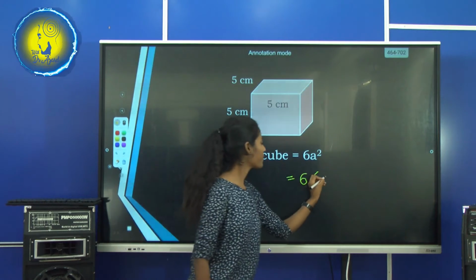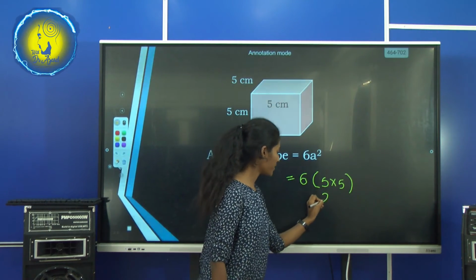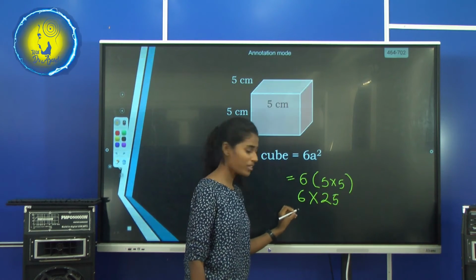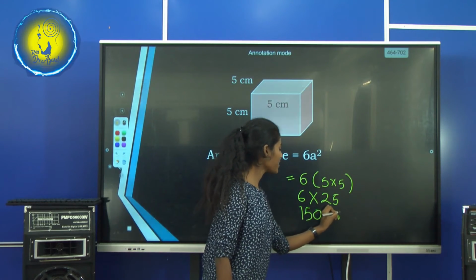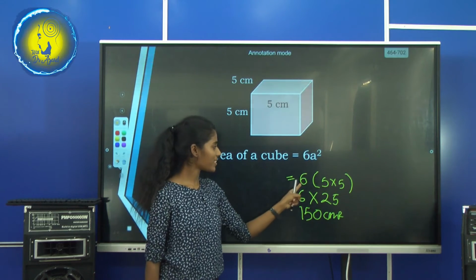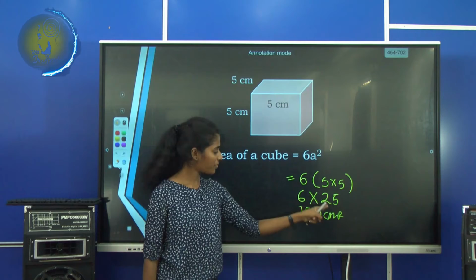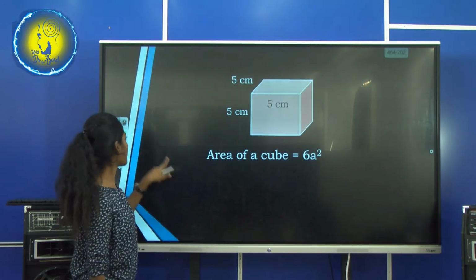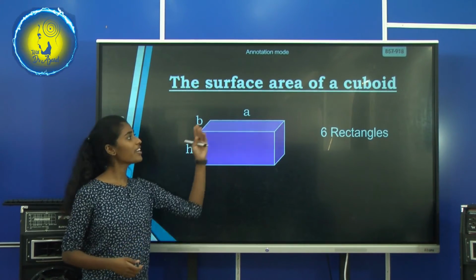5 into 5. a means 5. 5 into 5, how much? 25. 25 multiplied by 6, how much? 150 square centimeters. Again let's see. 6a squared, 6 times a squared means 5 times 5. 6 into 25, 150 square centimeters. Understood? Okay. Now we are going to find the surface area of a cuboid.